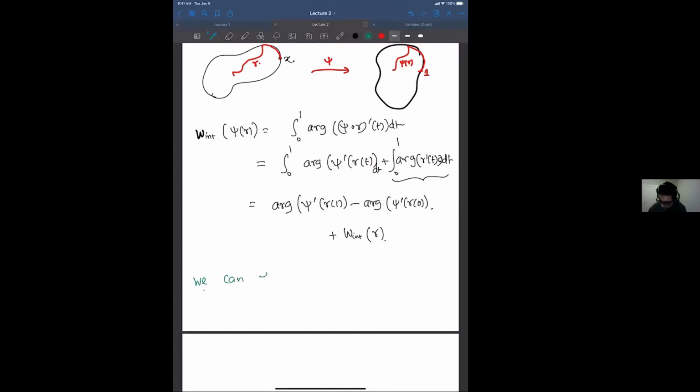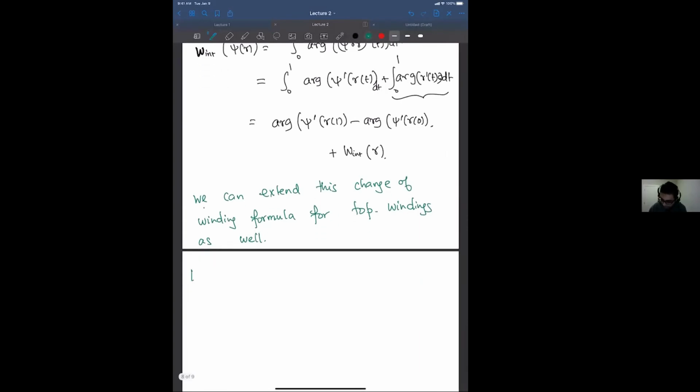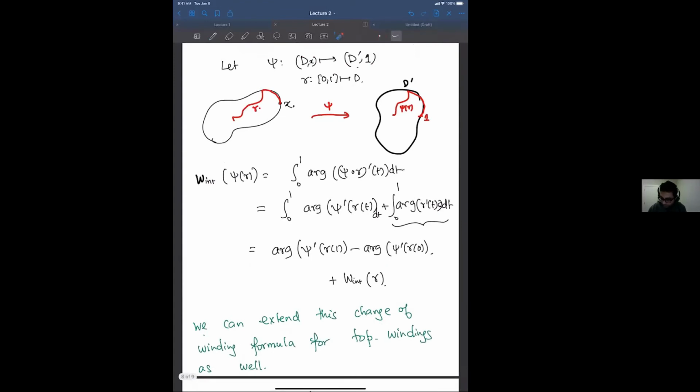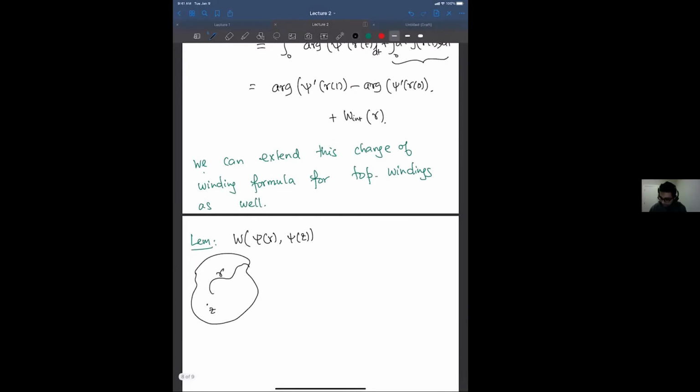So we can extend this change of winding formula for topological windings as well. And what do we get? We get the following lemma: the winding of psi gamma around psi z. So if we have some gamma and some z, maybe the endpoint, maybe outside, but really this is the picture that you should have in mind when we are applying the maps. This is kind of a general formula. So if we want to understand the difference in the topological winding, we need to look at the main term, which is arg of psi prime z in the domain.